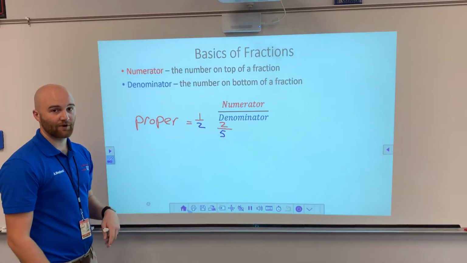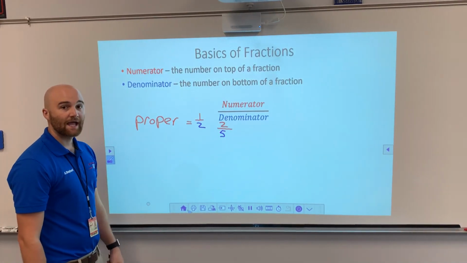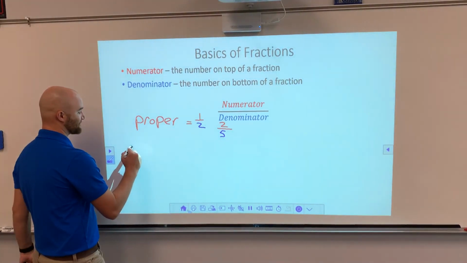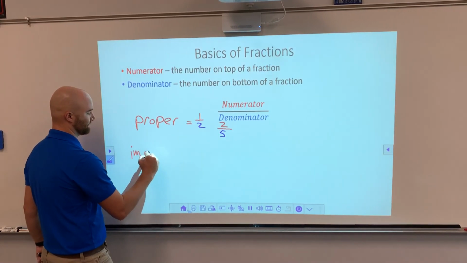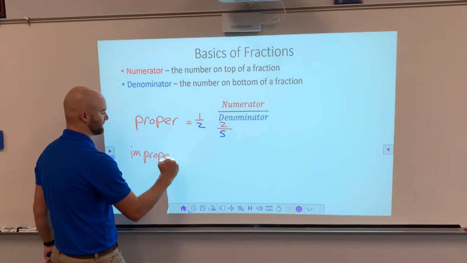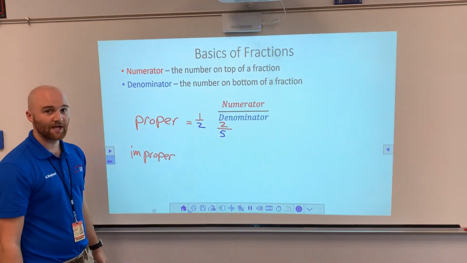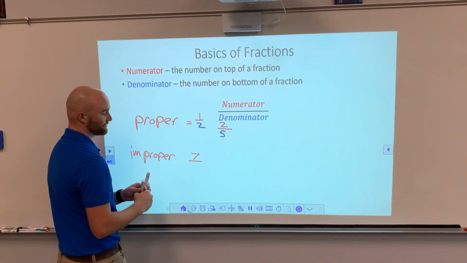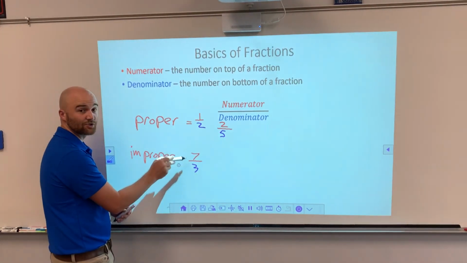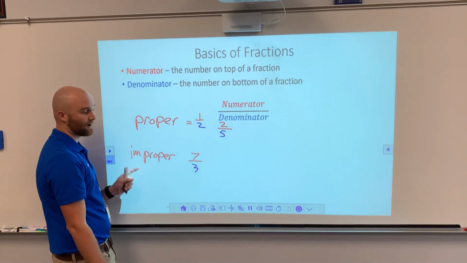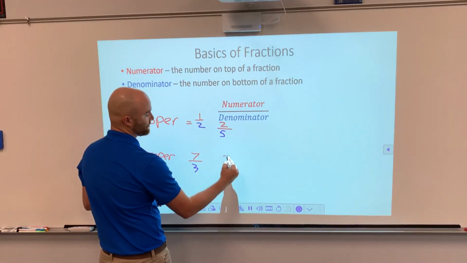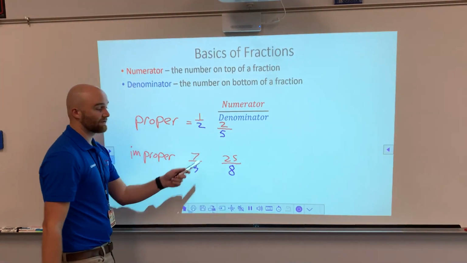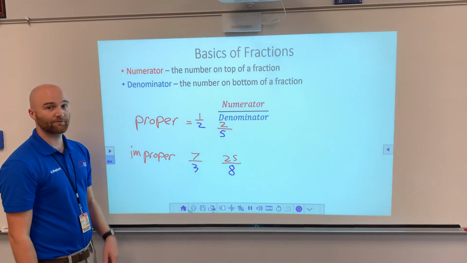An improper fraction has it just the reverse. An improper fraction has the higher number on top. So I'm going to write improper fractions. Like if I said 7/3, because the 7 is too big for the 3. This is called an improper fraction. If I wrote 25/8, because 25 is bigger than the 8, this is an improper fraction.